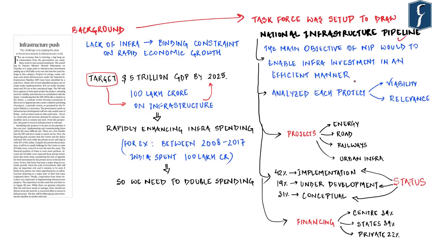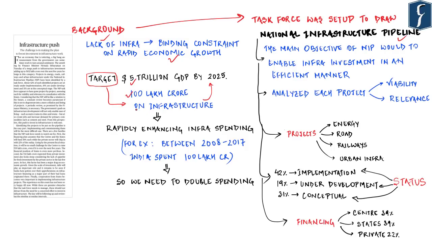Before going into details, we'll first try to understand the background which necessitated such changes. Now, the first is lack of infrastructure in the country has been the binding constraint on the rapid economic growth. And recently, Prime Minister Narendra Modi has set the target of $5 trillion economy GDP by 2025. And for achieving such an ambitious target, we need a rapid rate of growth per annum. And to enable that, we need to push the infrastructure spending by more than what is being done right now.